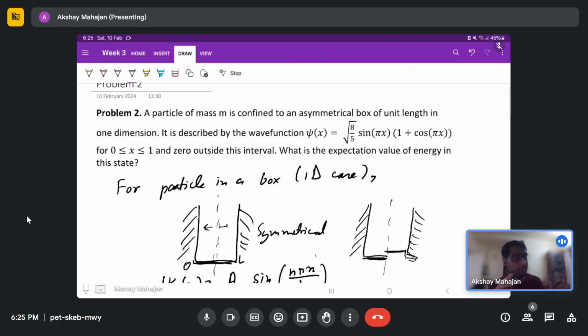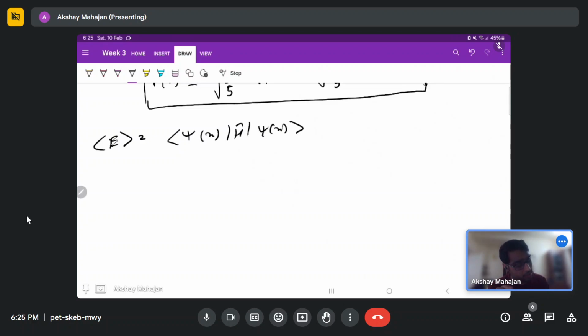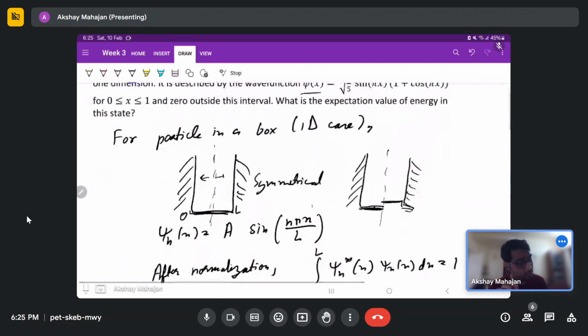The Hamiltonian is for the particle in a box, but since the box is not symmetrical, somehow we have our electron in this kind of state. It is asking us the expectation value of energy in this state. The expectation value of energy is given by psi of x, H cap, psi of x. It is not mentioned how exactly it changed, so we will assume our Hamiltonian to be the same as for a particle in a box.